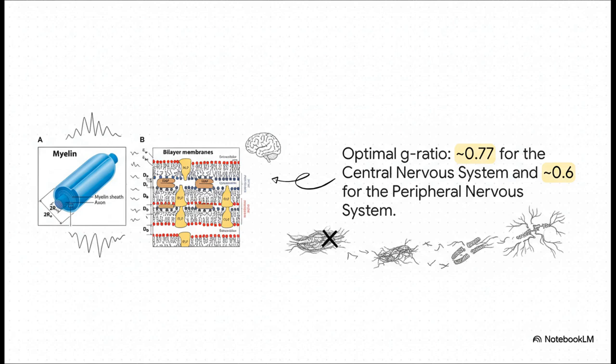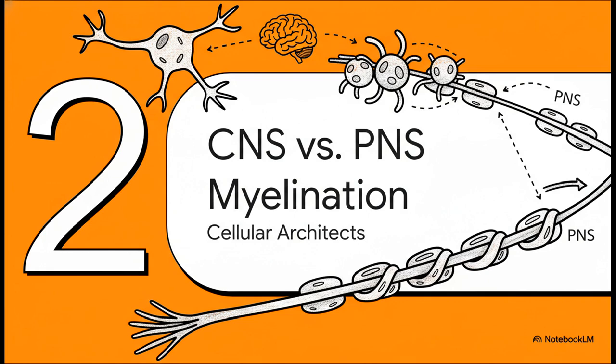The sheath needs to be thick enough for effective insulation, but not so thick that it wastes space and metabolic resources. Maintaining this optimal thickness is crucial for efficient nerve conduction, and deviations are often associated with abnormal neural development and various neurologic diseases. So we've discussed what myelin does. Now let's look at the cells that actually build it.